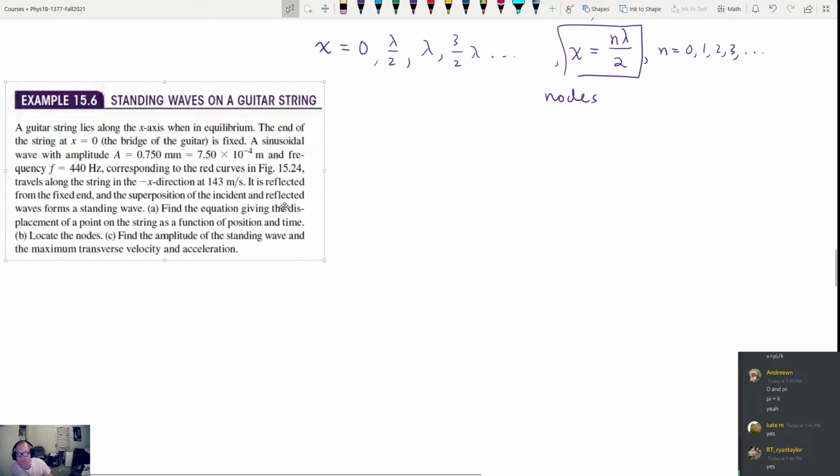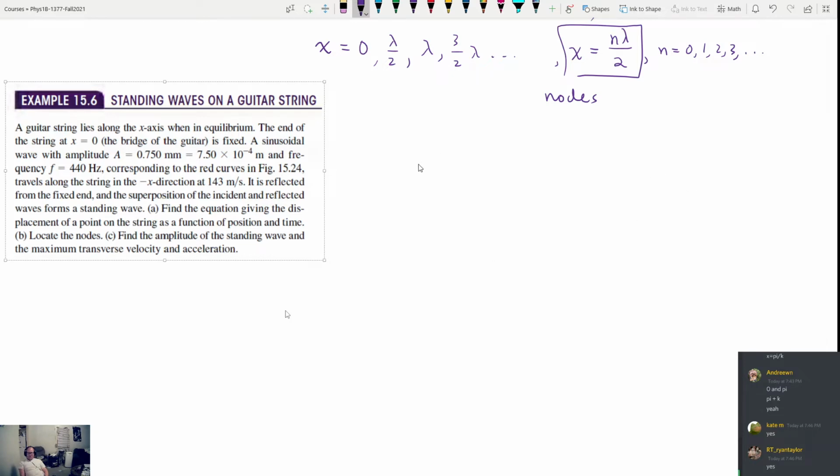We want to find the equation giving the displacement of a point on the string as a function of position and time. Locate the nodes. Find the amplitude of the standing wave and the maximum transverse velocity and acceleration. Okay. So, how do we want to do this? It's saying that the waves are traveling in the negative x direction, right?